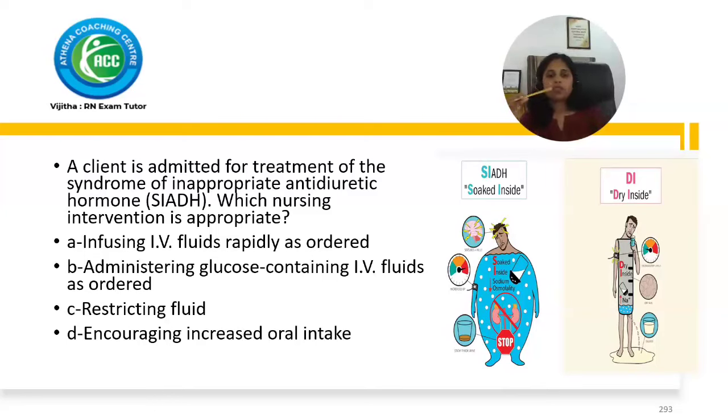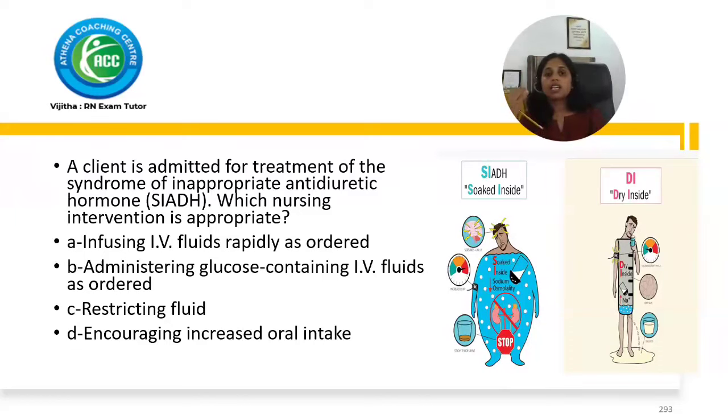Okay, fine. So here, what will be the answer? Restricting fluid. Okay. So fluid restriction is necessary in syndrome of inappropriate antidiuretic hormone because excessive fluid is accumulated in the body because ADH is high. In diabetes insipidus, what is the management?